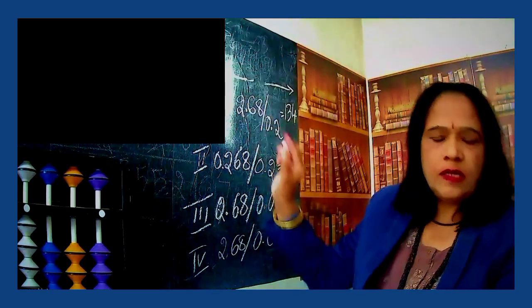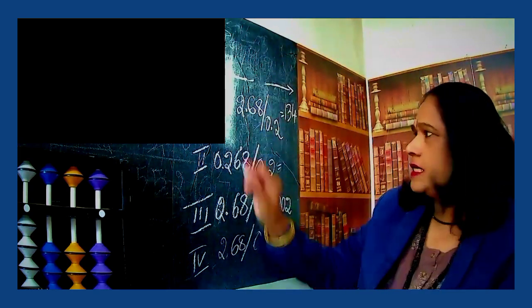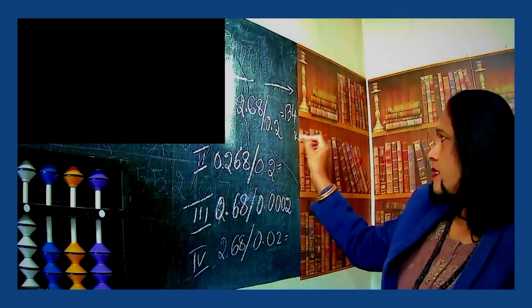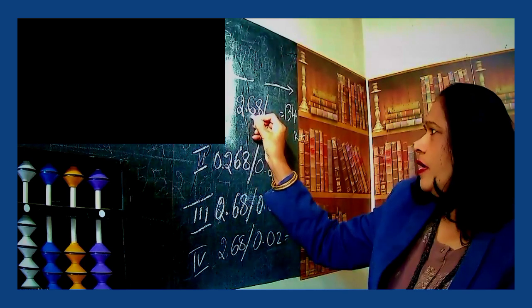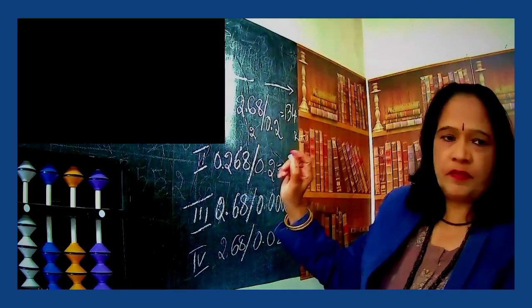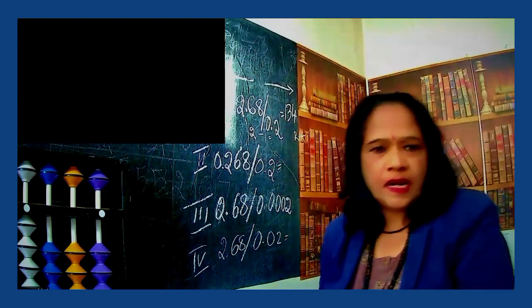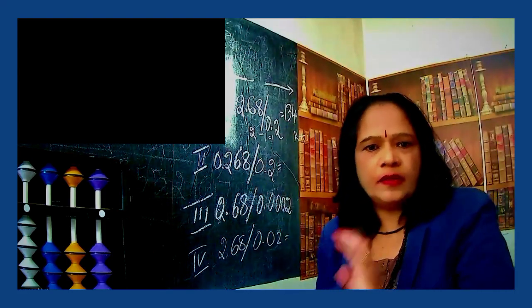First, we have to see how many decimal places there are on the left hand side and the right hand side. Here on the left hand side we have 2 decimal places. On the right hand side we have 1. Subtract one from the other, and we get 1.